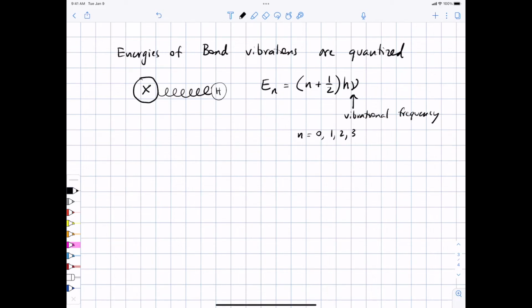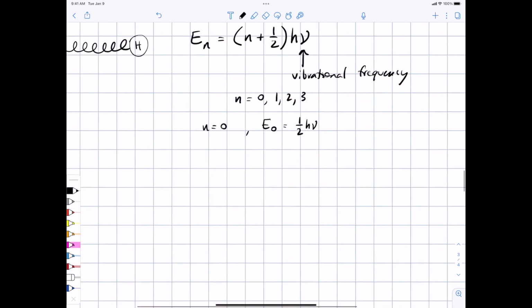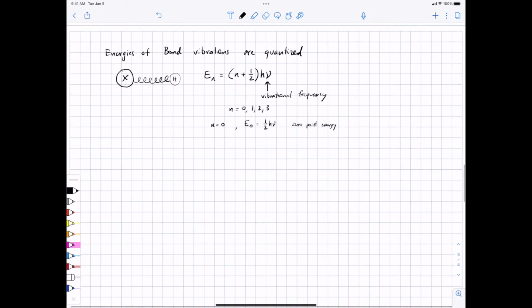This incidentally defines what we call the zero point energy. When n equals 0, the bond still has vibrational energy. This is called the zero point energy, and it reflects the fact that even at the bottom of the energy well, you're going to have some vibration.